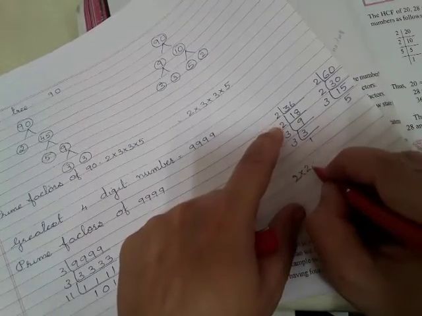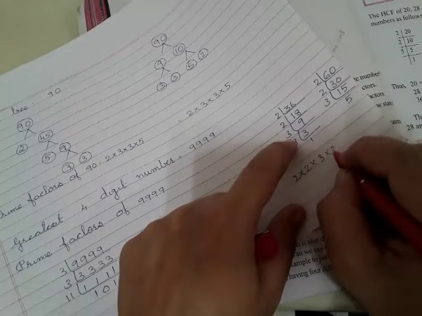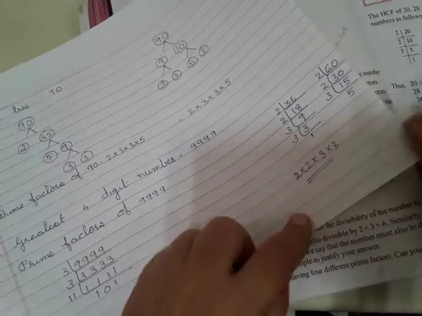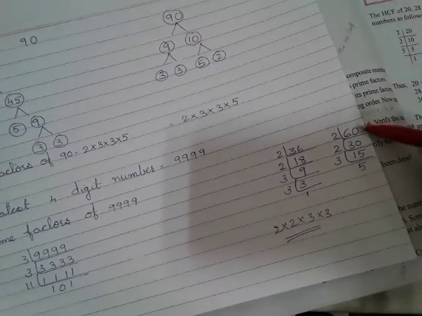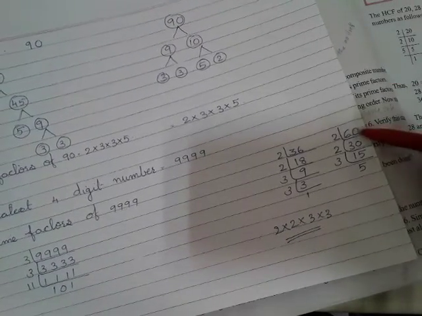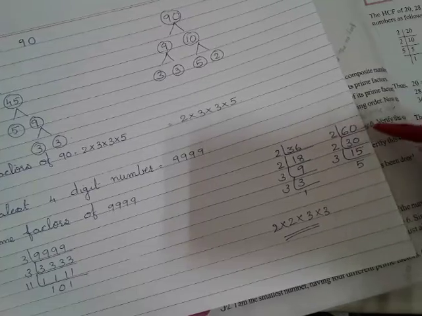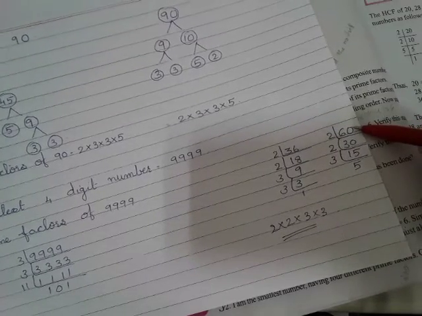2 into 2 into 3 into 3. 1 you need not write. These are the factors of 36. Now if you take 60, it is divisible by 2 because it is an even number.